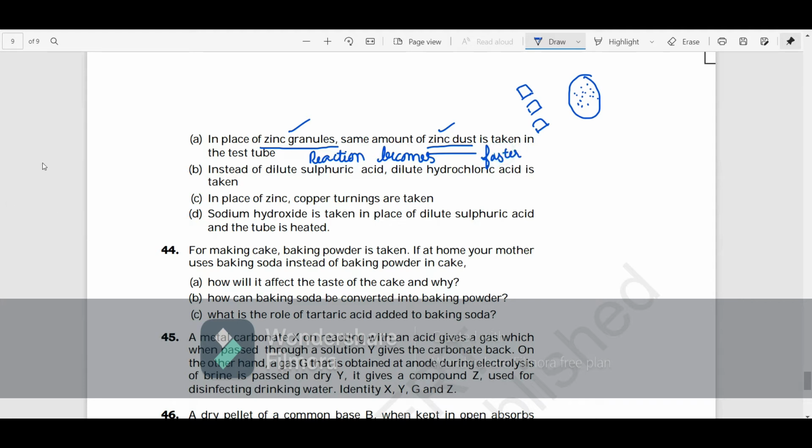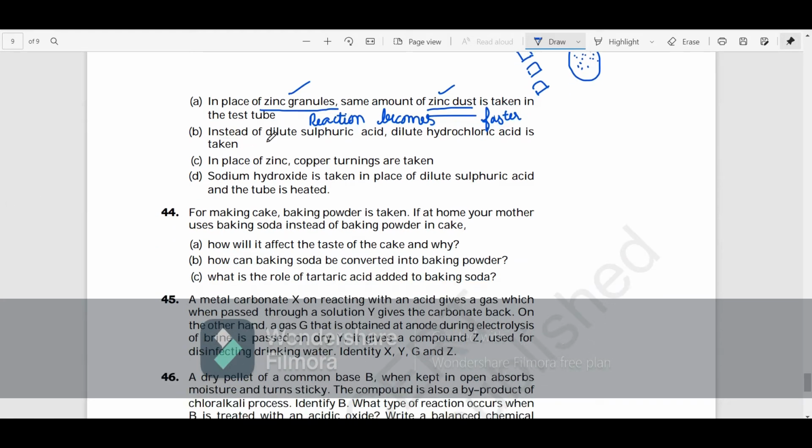Alrighty. Next, instead of dilute sulfuric acid, dilute hydrochloric acid is taken. So we have zinc. In place of H2SO4, you're using HCl. Okay, so we'll get ZnCl2 and hydrogen gas. So these are the products you can see.